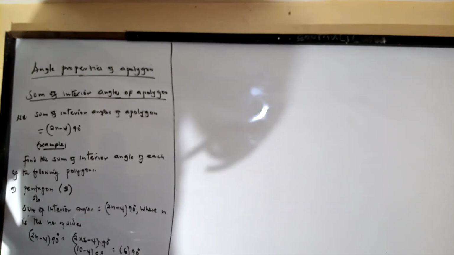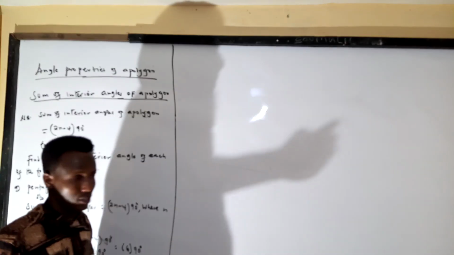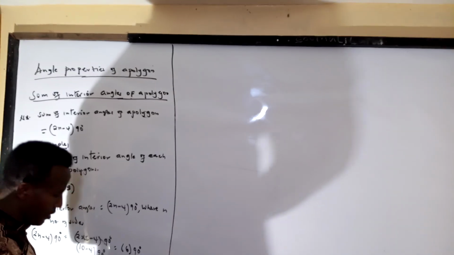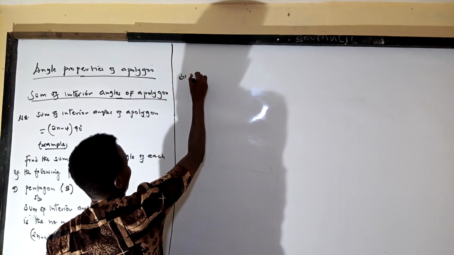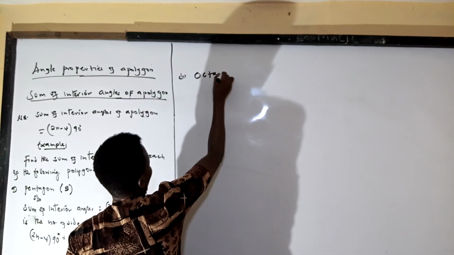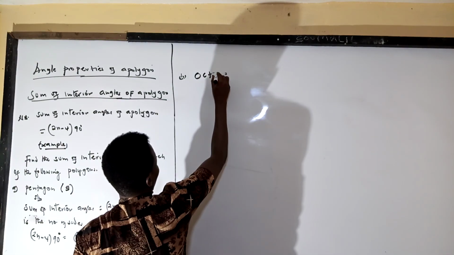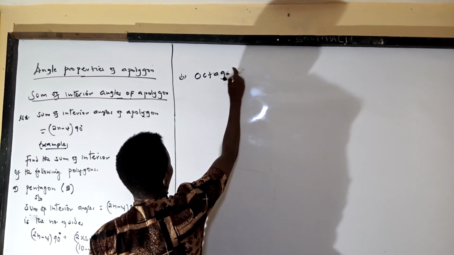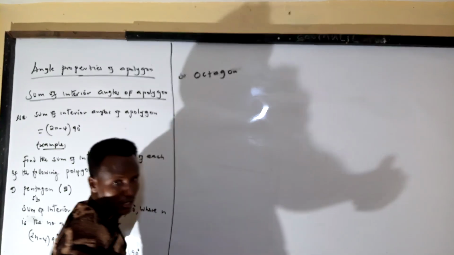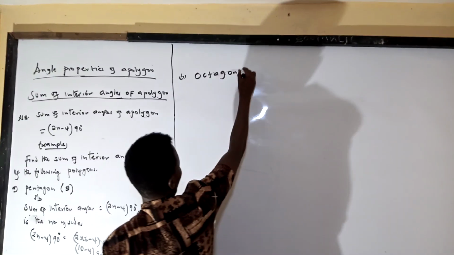A pentagon is a five-sided figure, and we will also learn how to construct it in our next class. Now let's see also B. Let's take this time B, octagon. Remember, an octagon is an eight-sided figure. So the number of sides is what? 8.